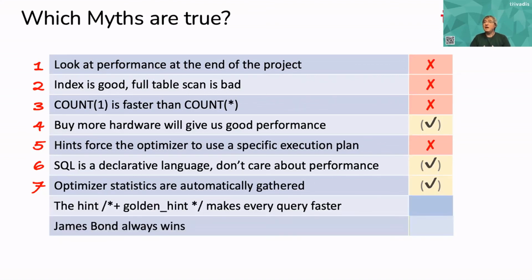And then there are two more myths. The golden hint makes every query faster, and that's obviously not the case. And James Bond always wins. At least one myth is true. He always saves the world, even in the newest movie, but I won't talk about the details if you have not seen the movie.